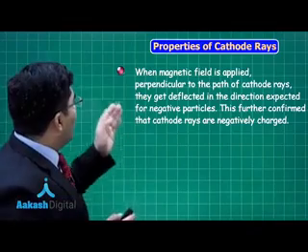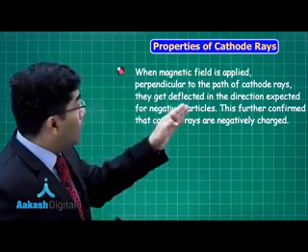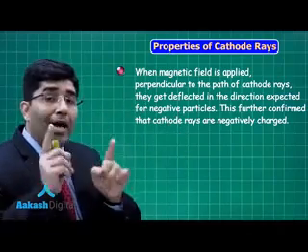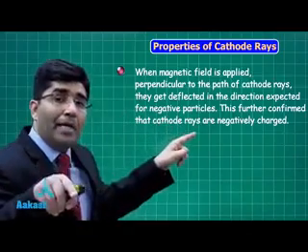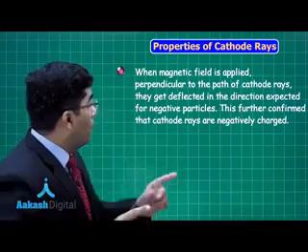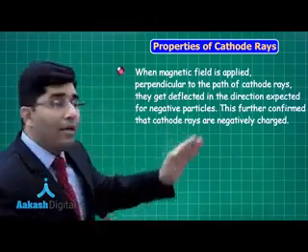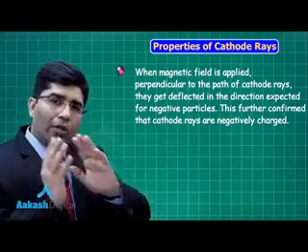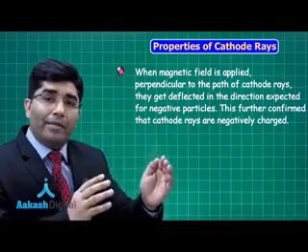The other property is that when a magnetic field is applied perpendicular to the path of the cathode ray, they get deflected in the direction expected for a negative particle. Now this is the confirmation that cathode rays are negatively charged. It means that the cathode rays are a beam of negatively charged particles.